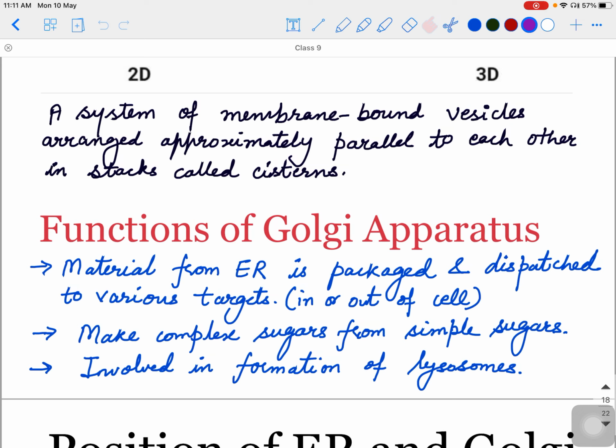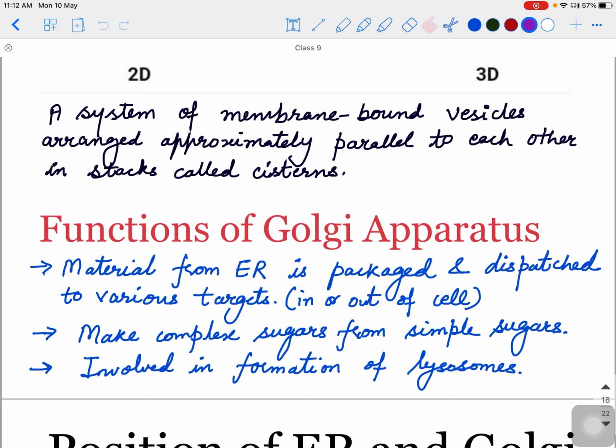Second function performed by Golgi apparatus is that it makes complex sugars from simple sugars. Let's take an example. We have studied about cellulose under the topic cell wall. Cellulose is a complex sugar and it is formed from glucose, which is a simple sugar. So this joining of glucose, or you can say joining of simple sugar to form a complex sugar, is done inside Golgi apparatus. So formation of complex sugar takes place inside Golgi apparatus.